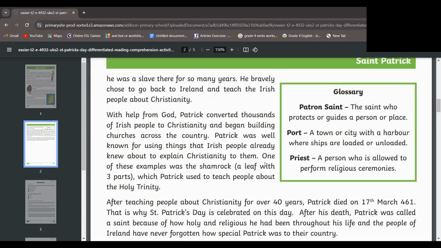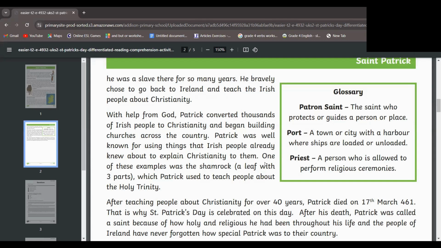Then when he got back to Britain, he was told from God that Irish people needed his help, so he went to Ireland and taught Christianity for 40 years, and he died on 17th March 461. That's why they celebrate St. Patrick's Day on this day.